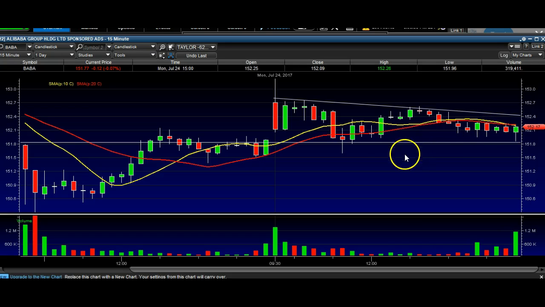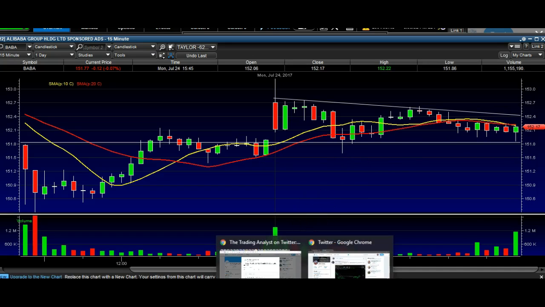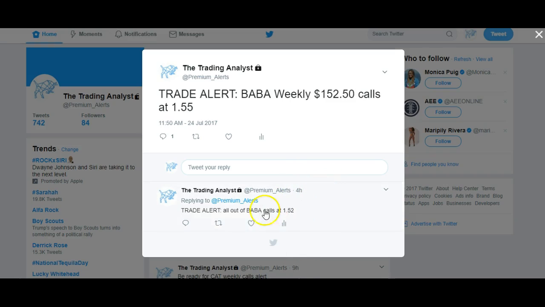And we ended up exiting the trade just before the close, right around here, as it made the high on this candle at about 3:30 p.m. Eastern time, and we alerted those calls, all out of the BABA calls at 152. So that was a very small loss. In at 155, out at 152, essentially break even minus the commission costs.